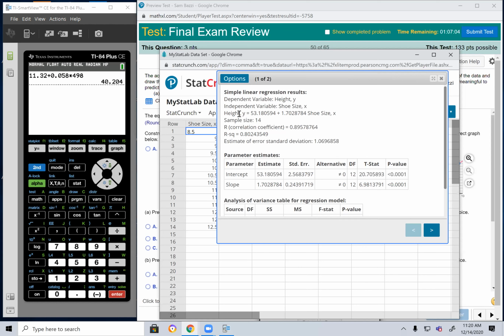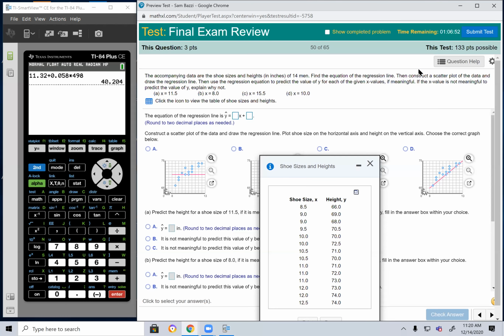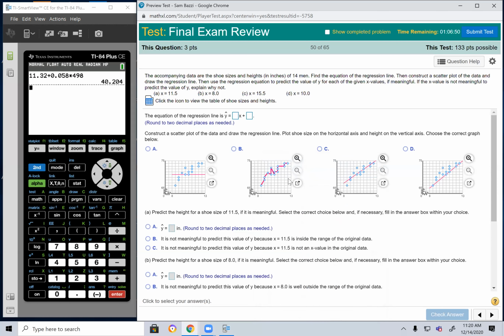And look, this is the equation. Y equals 53.18 plus 1.702 times x. And you just plug in the values. And for the ones that are outside the range, you just say it's not meaningful. And you select the graph. Which ones are not meaningful here?